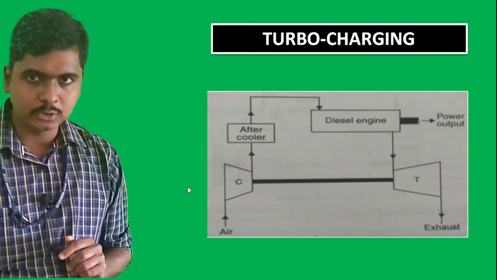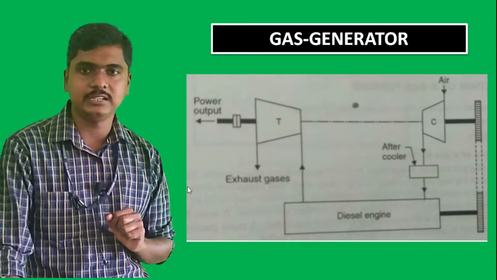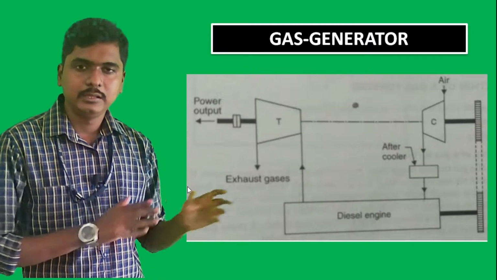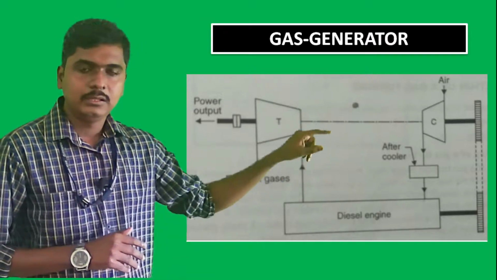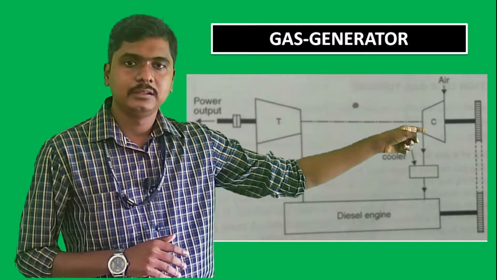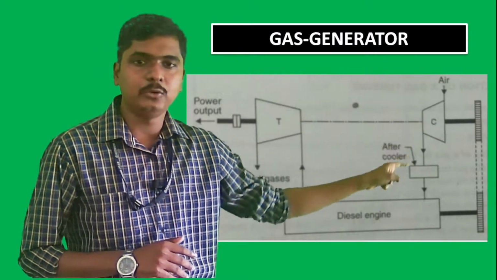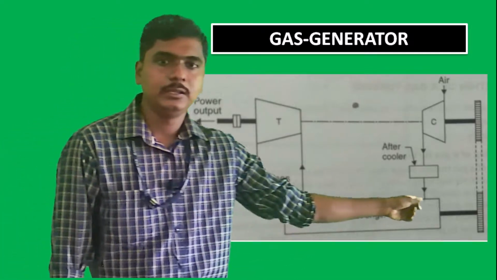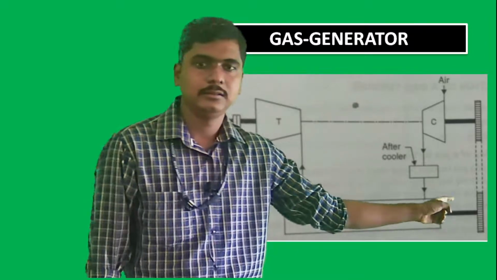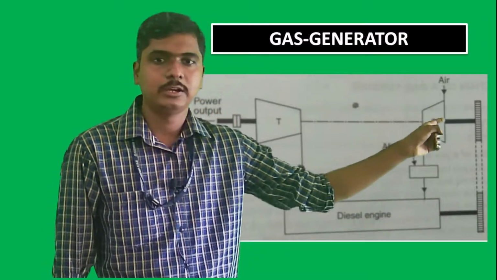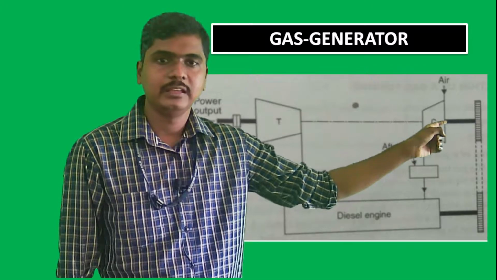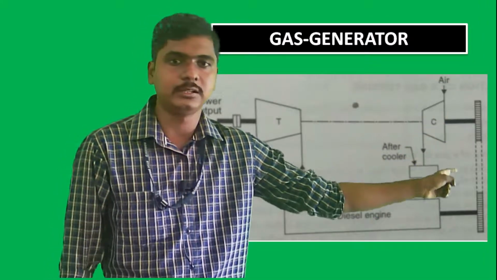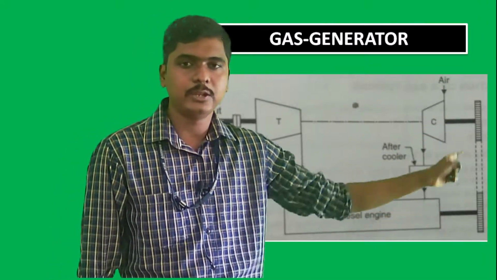Now the second point I told you was the gas generator. Here also the same principle is used. Here the compressor is directly coupled with the diesel engine. You can see one gear is attached to the diesel engine, and one gear is attached to the compressor of the gas turbine. These two gears are coupled with each other.